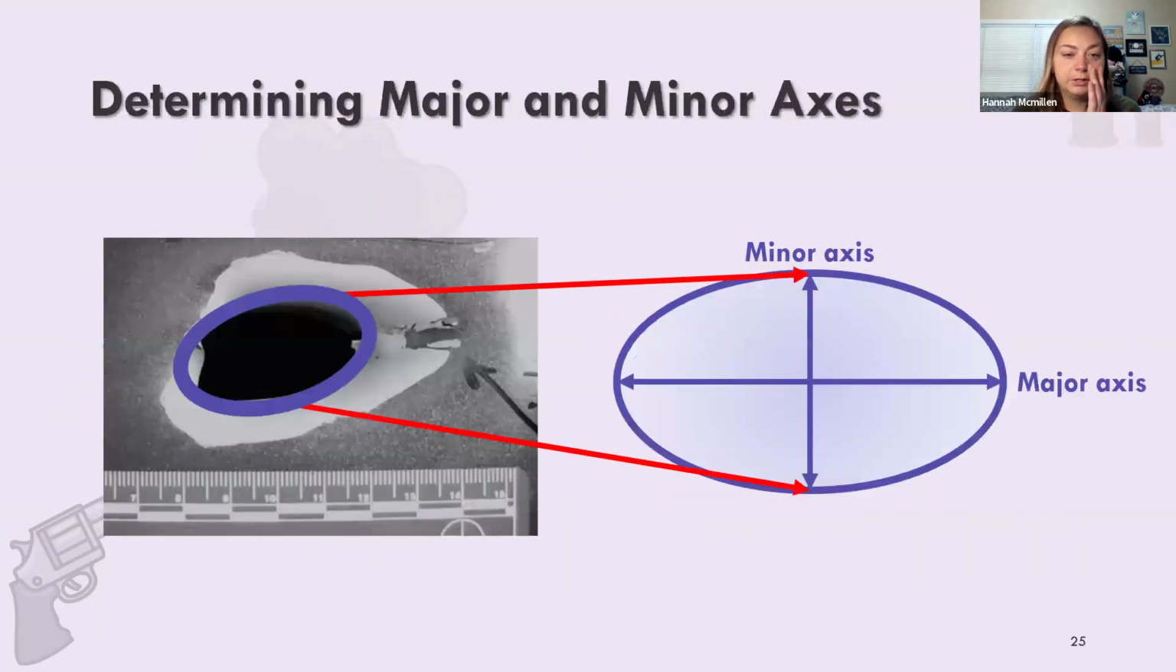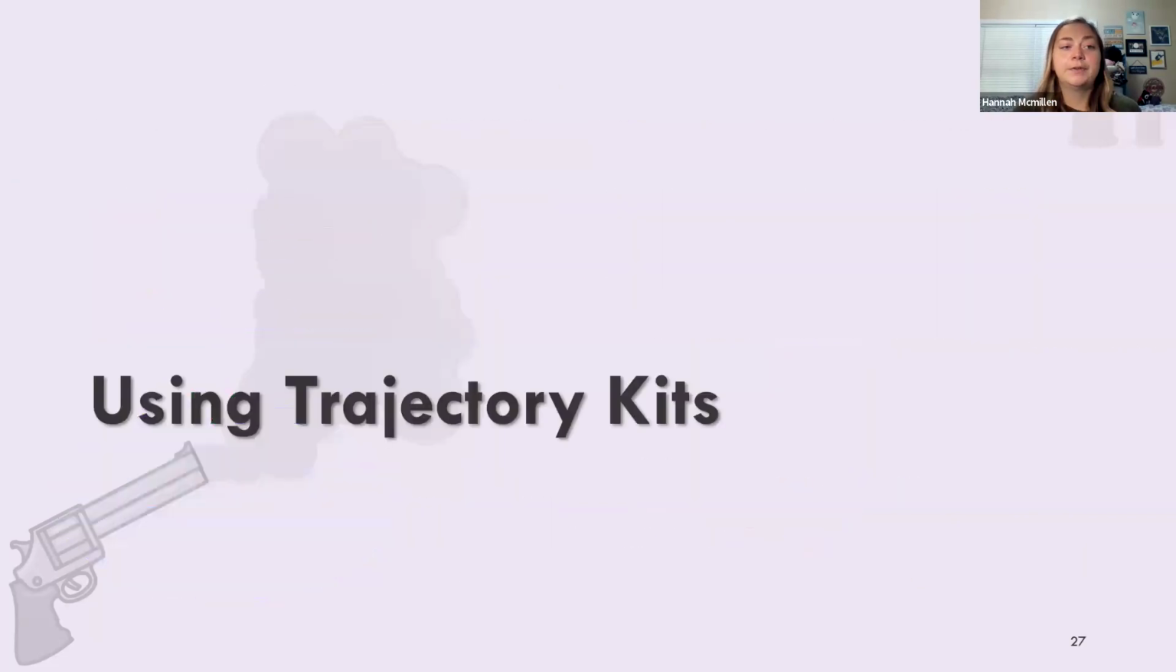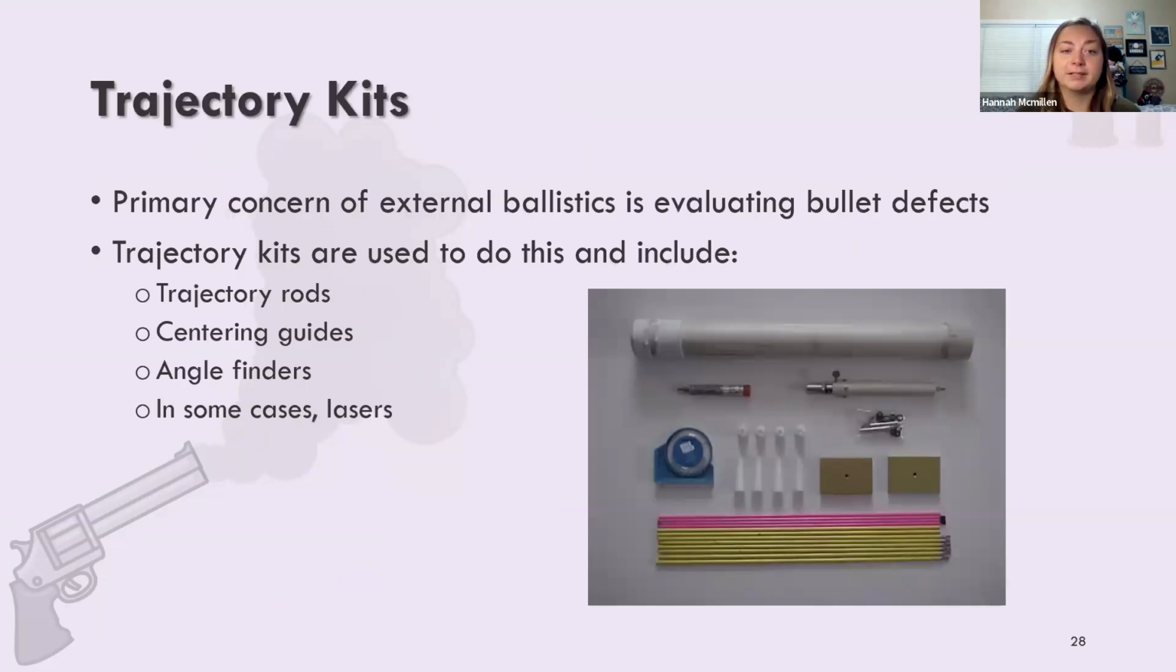All right, just jumping forwards. So one of the ways that we are calculating or looking for trajectory on scene in order to perform shooting scene reconstruction is using trajectory kits. So the primary concern of external ballistics is evaluating those bullet defects. So trajectory kits are used to do this and include rods, centering guides, angle finders, and in some cases lasers.